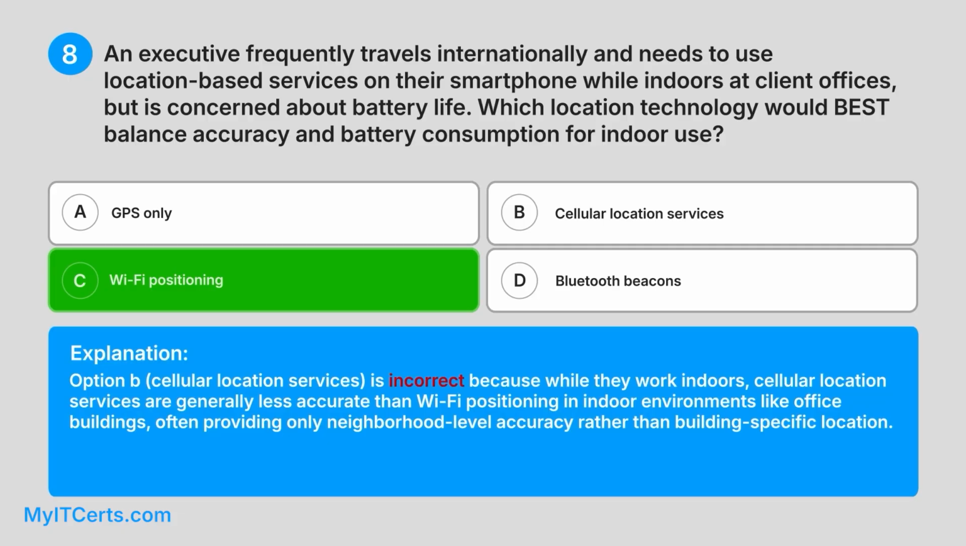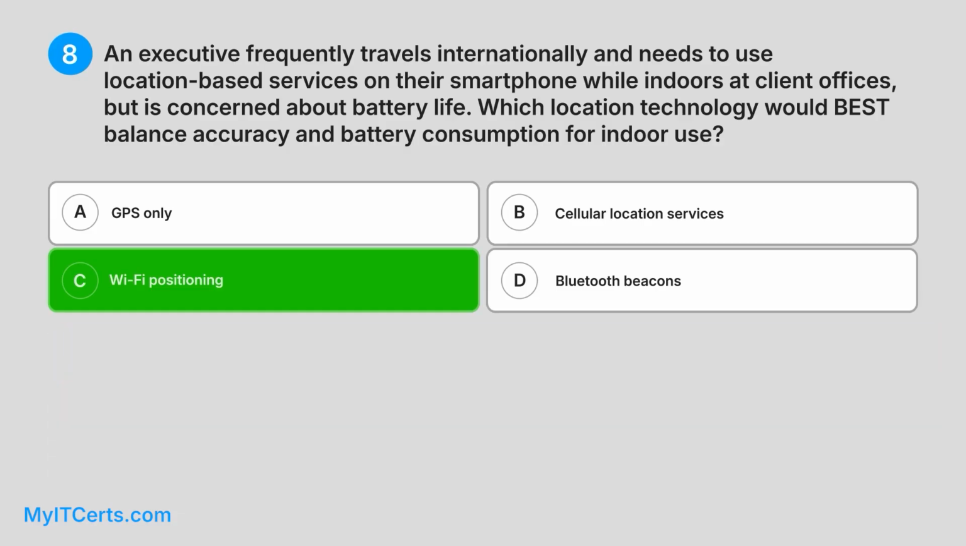Option B is incorrect, because while they work indoors, cellular location services are generally less accurate than Wi-Fi positioning in indoor environments like office buildings, often providing only neighborhood-level accuracy rather than building-specific location.